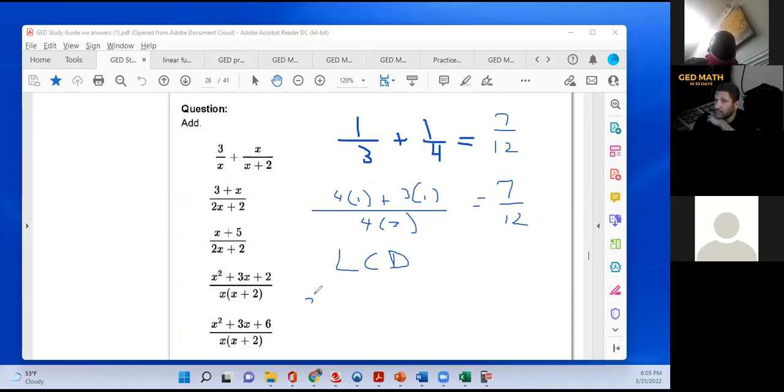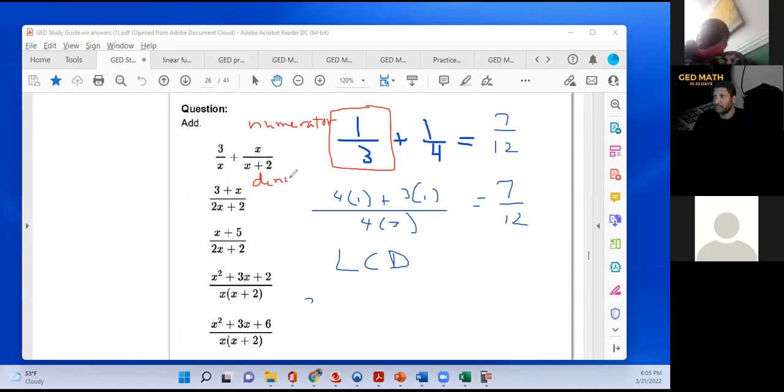For the first term, what's your denominator? So let's make sure we understand when we talk about fractions. The top is called your numerator. The bottom is called your denominator.